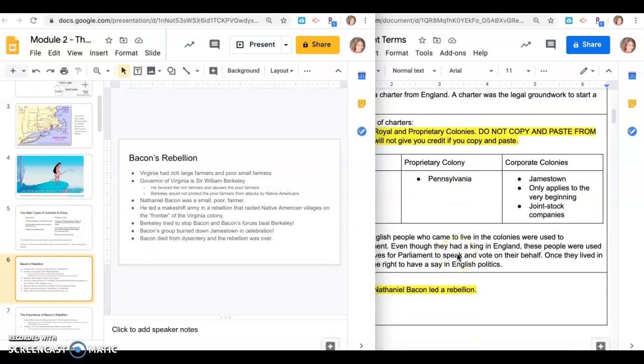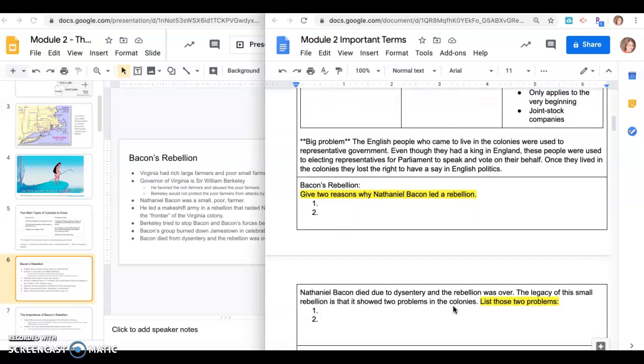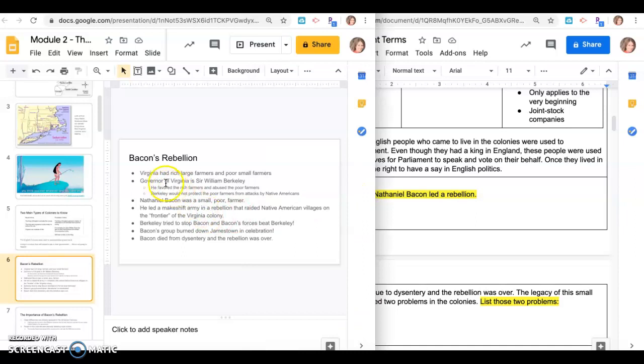All right, one of our first big events is Bacon's Rebellion. That's going to fill out this little area. Virginia was a very large area of farming, and it remained as so. It actually still is a huge area of farming today in 2020. Virginia had a lot of large, rich farmers, and the poor farmers who couldn't really afford a lot of land got kicked off onto the side of Virginia over on what we would call the frontier.